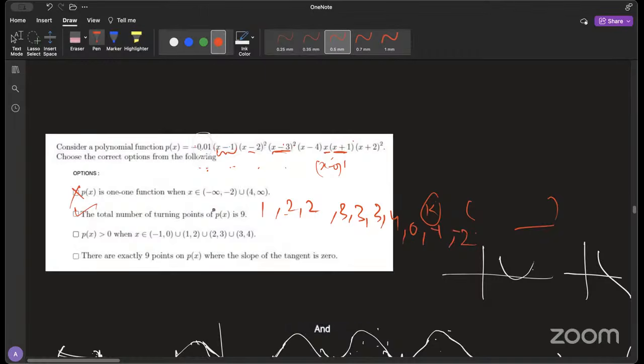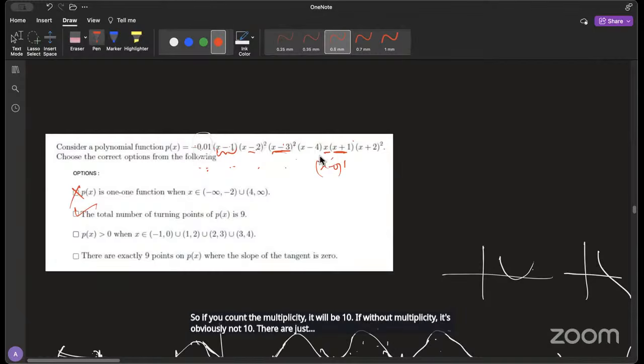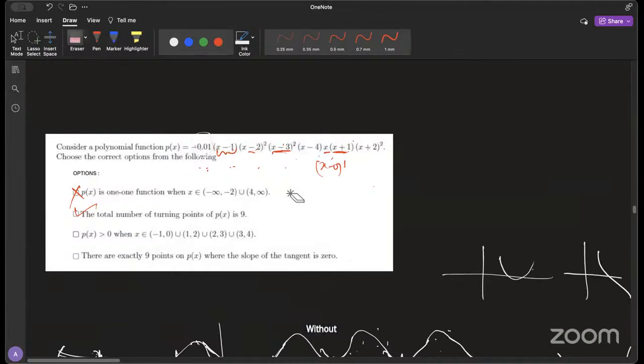Minus 2 and minus 1. So these are the roots. If you count them, these are 10 in number. Total roots are 10, counting multiplicity. If without multiplicity, it's obviously not 10. There are just 1, 2, 3, 4, 5, 6, 7 roots without counting the multiplicity. Is that okay? Yeah.